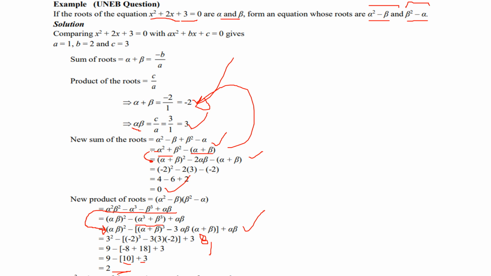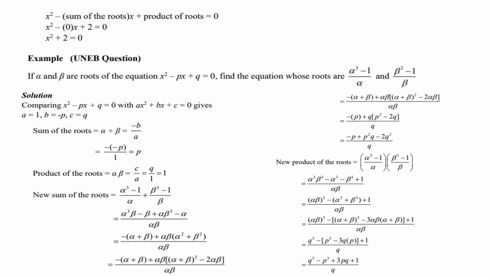Then adding up everything, 9 minus 10 plus 3, you're going to get positive 2 as your new product of roots. So since we have the sum of roots and product of roots, the next thing is to find the equation that was being asked for. The equation is given by x squared minus sum of roots of x plus product of roots. So doing that, you end up with this, x squared plus 2 being equal to 0.